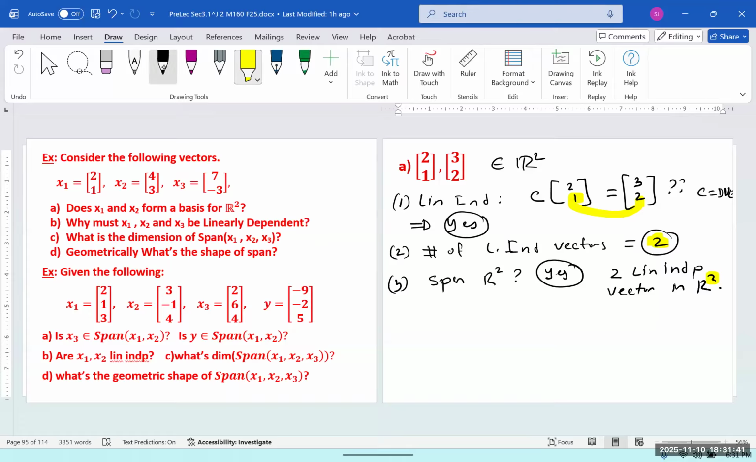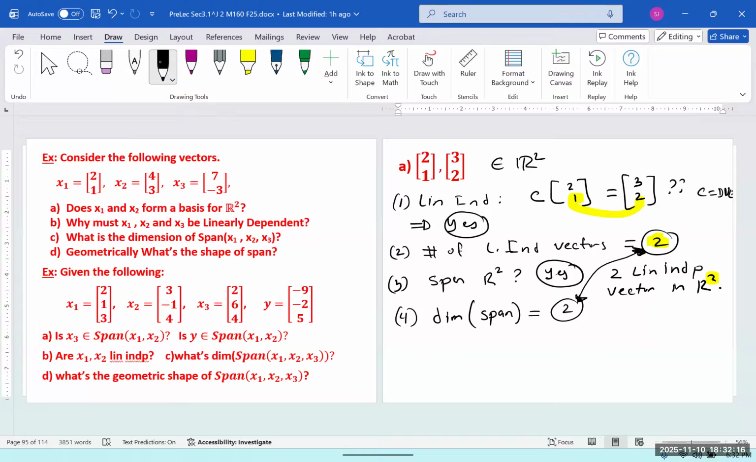So that tells us the dimension of the span. The dimension of the span means the number of linearly independent vectors. So what is our dimension of the span? 2. So this question and this question are actually the same. They're worded in different ways, but the number of linearly independent vectors means the dimension of your span.